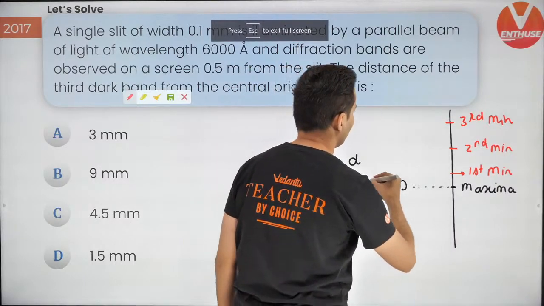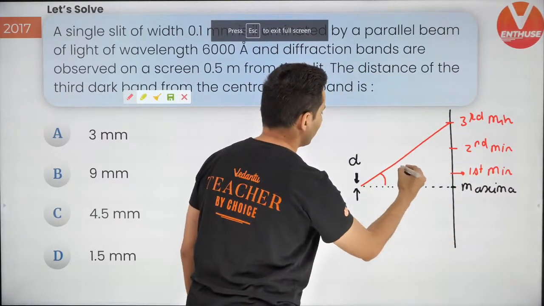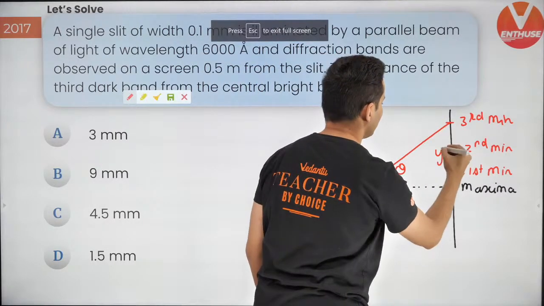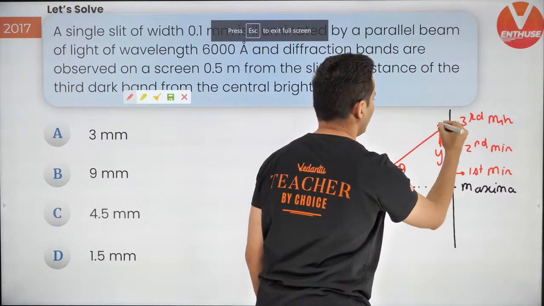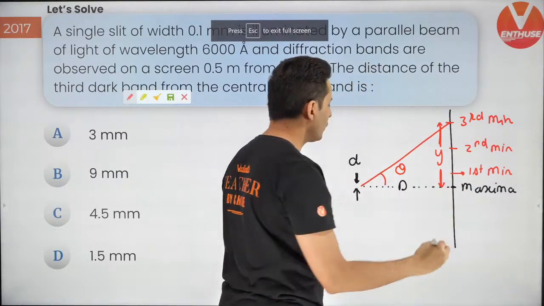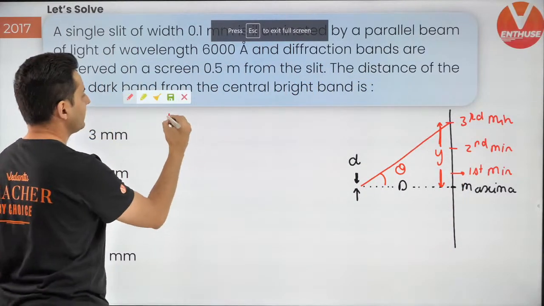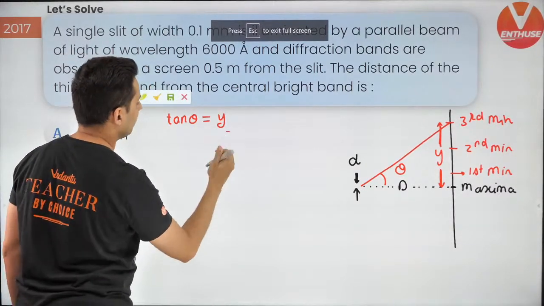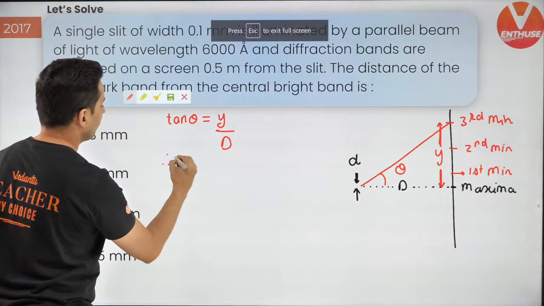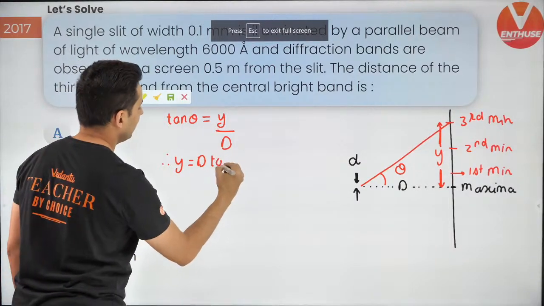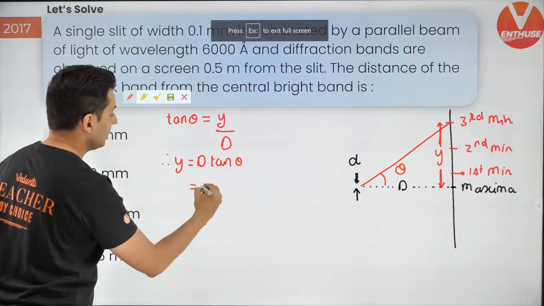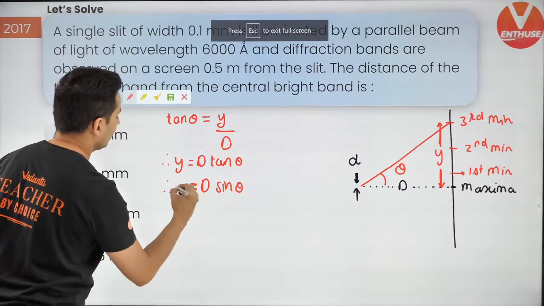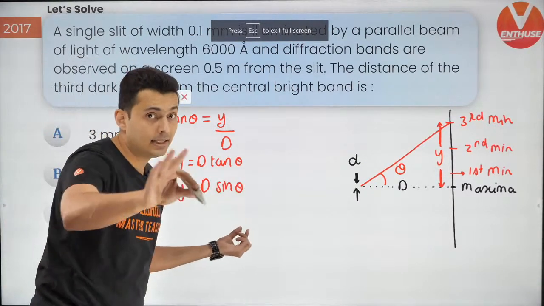Okay, so here is what I'm going to do. I'll join this line, and I'll mark this angle as theta. They have asked us this distance. How much is this y? That's what they have asked. So I can say tan theta is y by capital D, therefore y is D tan theta. But do not forget that tan theta is approximately equal to sine theta. So I can do that: tan theta is sine theta.